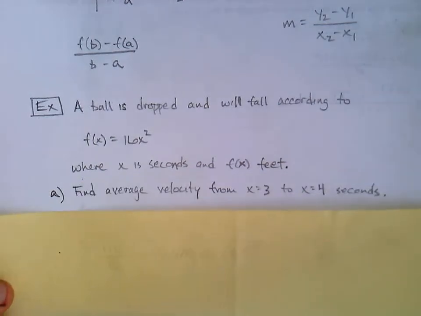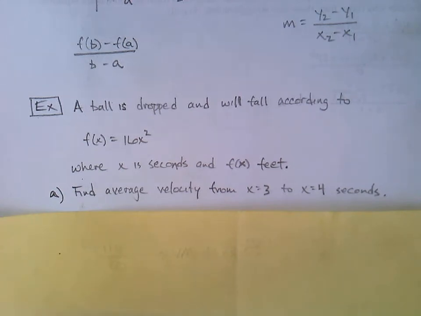Okay, so what's the question? Find the average velocity from x equals 3 to x equals 4 seconds. So we know it's changing velocity as it's falling, and we're building up to that, right? The speed at any instant. But we're going to start with: what's the average velocity between 3 and 4 seconds?